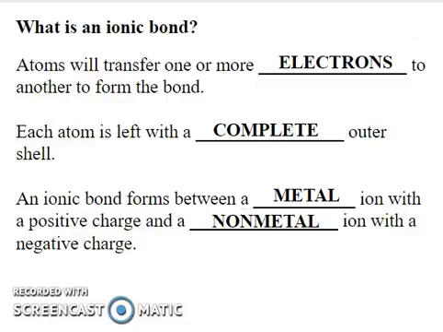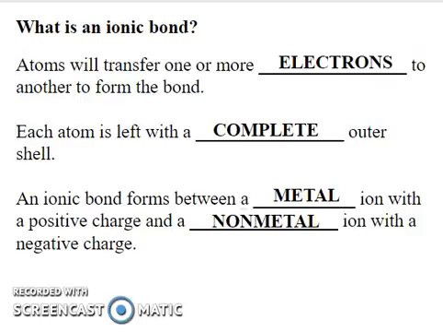So our first type of bond we're going to talk about is ionic bonds. Atoms are going to transfer one or more of their electrons to another to form that bond. So each atom is going to be left with a complete outer shell. Remember we talked about how there are different levels. Each of those shells can hold a different number of electrons.